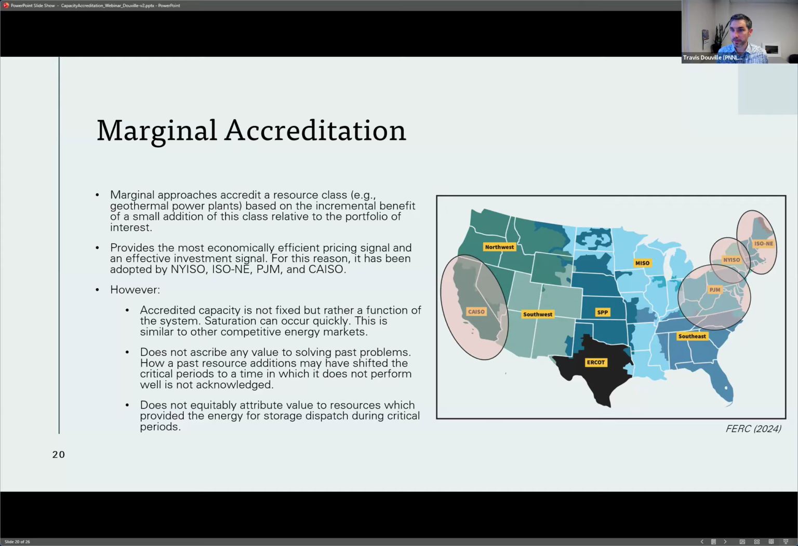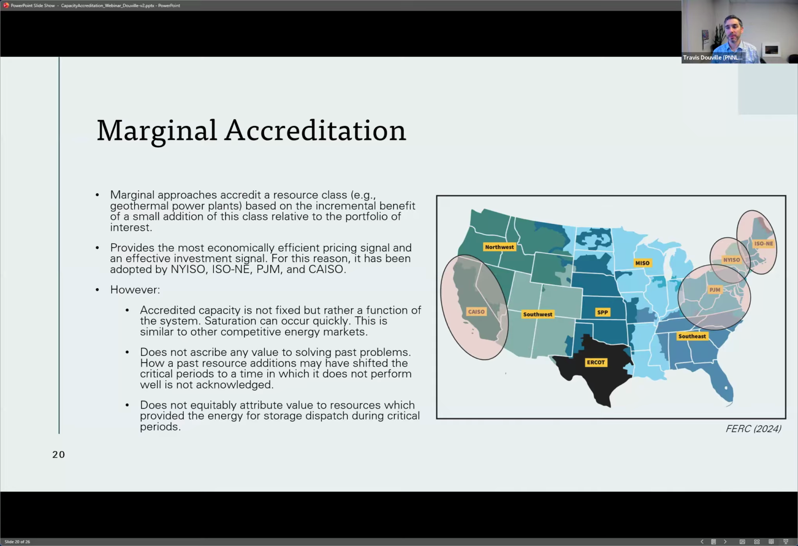Despite its promise, there are 3 drawbacks to mention. The first, because accreditation is not fixed and is a function of the portfolio, saturation can occur quickly and the competitive energy markets can shift rapidly. Similar to energy or ancillary service markets, it's more difficult for people to plan for a price signal that might come out of this in the future as the system changes. Secondly, it doesn't describe any value to what an asset did in the even recent past.